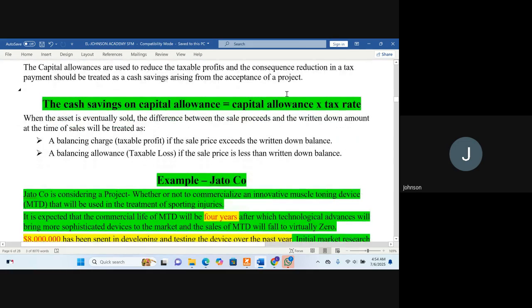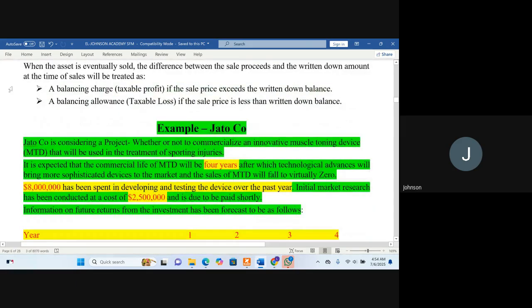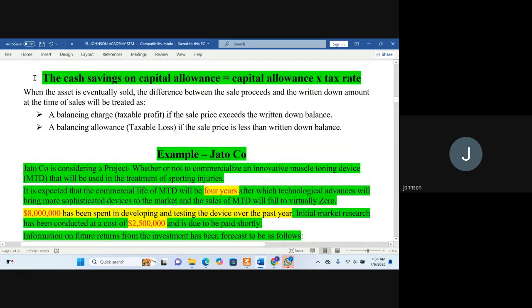So this is the amount that is going to be saved on tax. So we now say, okay, when the asset is eventually sold, the difference between the sales proceeds and the written down value amount at the time of the sale will be treated as number one, what we call a balancing charge, and we also have what we call a balancing allowance. It's important in capital allowance.